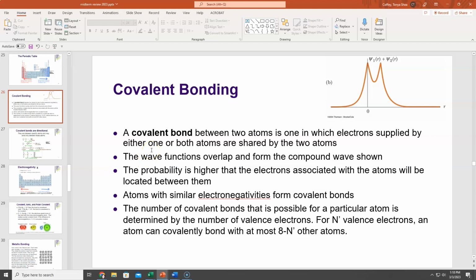Covalent bonds between atoms form when electrons are shared between neighboring atoms, and this happens when atoms have similar electronegativities. What happens then is that wave functions of the two neighboring atoms overlap, and they form a compound wave as shown here. Okay? Now, the number of covalent bonds that's possible for a particular atom is determined by the number of valence electrons. So if you have N prime valence electrons, an atom can covalently bond with at most 8 minus N prime others. So valence is 8, right?